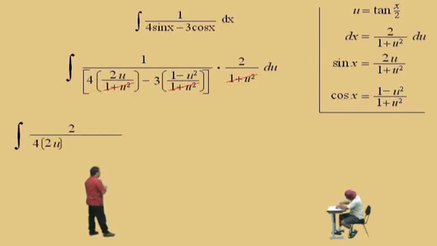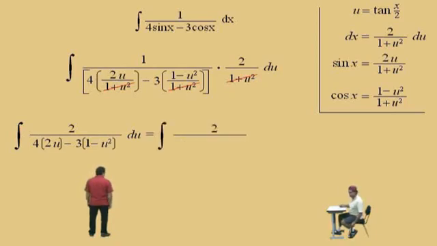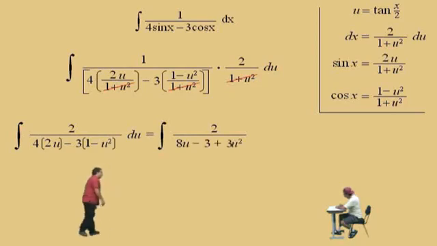And the bottom, what do we have, Charlie? 4 times 2u. That's right. Subtract what? 3 times 1 minus u squared. Very nice, Charlie. Okay. And don't forget, it's a du. Now, you got to clean up that denominator a little bit. So what do we get in the denominator, Charlie? 8u minus 3 plus 3u squared. Very nice. Don't forget, it's a du there.